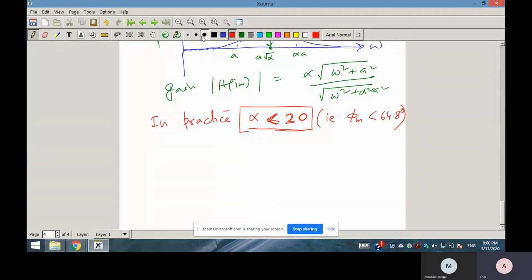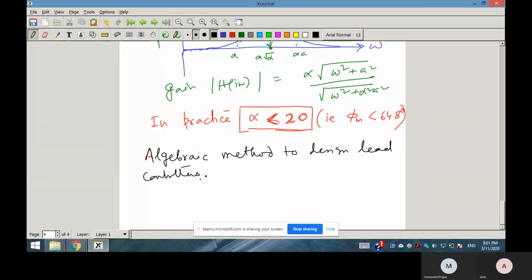So, algebraic method to design lead controller. Okay, so now what is the objective?